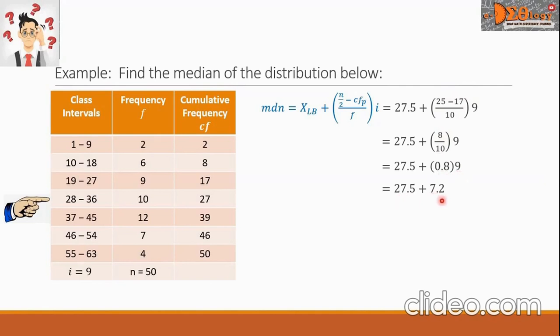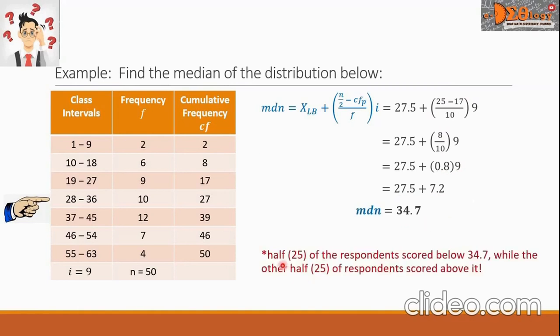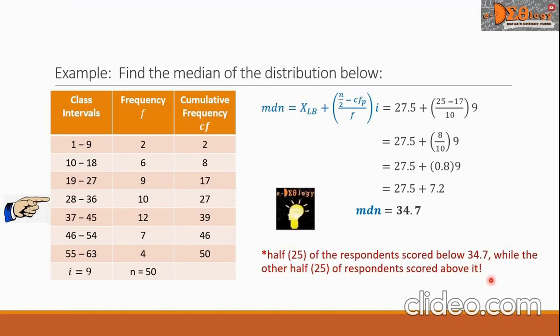And we take the sum of 27.5 and the 7.2, the median is 34.7. We say that half, or 25, of the respondents scored below 34.7, while the other half, or the other 25 of respondents, scored above it. This is our final answer.